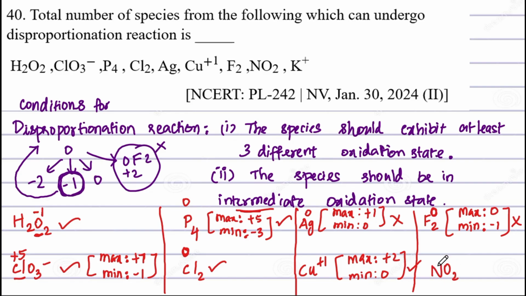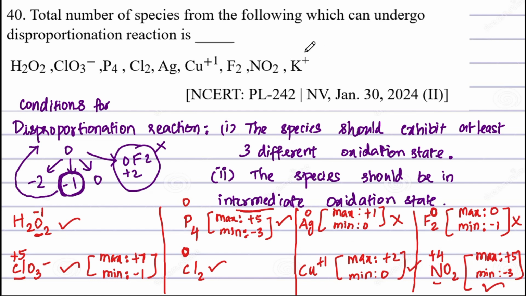The next one is NO2. Here nitrogen is present in +4 oxidation state. The maximum oxidation state nitrogen can exhibit is +5, and the minimum oxidation state it can exhibit is -3. So here it is present in intermediate oxidation state, so it will undergo disproportionation reaction.